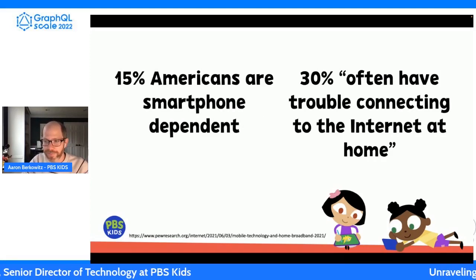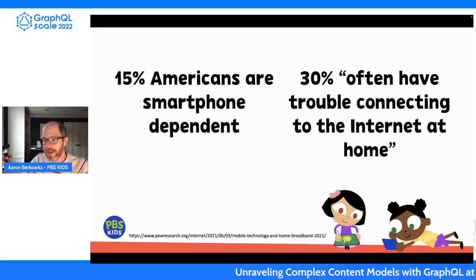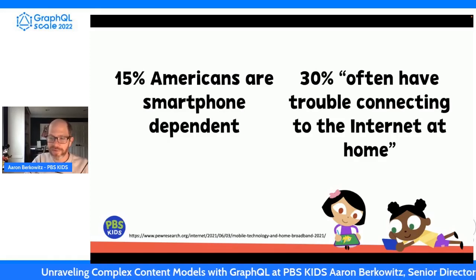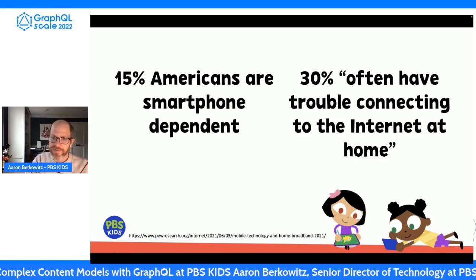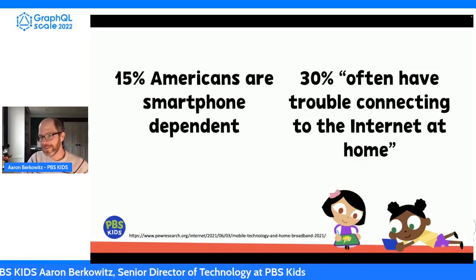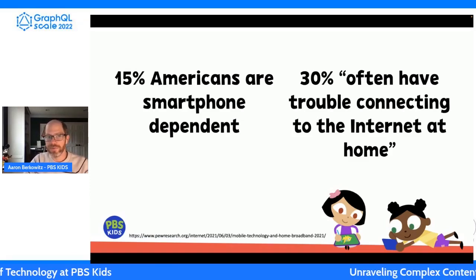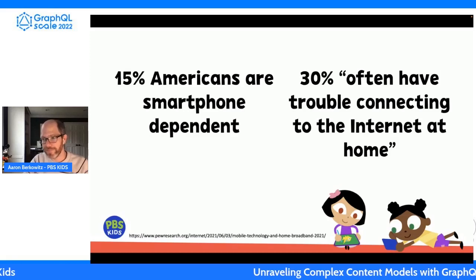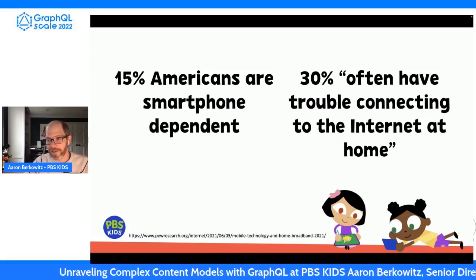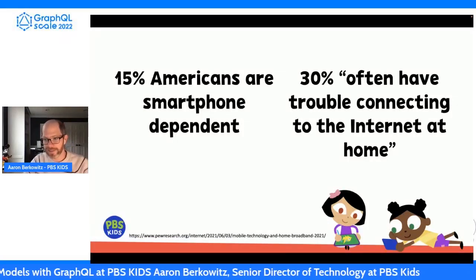Research that I often refer back to from the Pew Research Center, there's a link on the slide here, says that 15% of Americans, this is from last year, are smartphone dependent, and 30% often have trouble connecting to the internet at home. So what does that have to do with GraphQL? Well, it has to do with the way we're able to optimize our experience for those who don't have stable and reliable internet. Additionally, the research shows that the less money a family might make, the more dependent you are on smartphones and data plans.